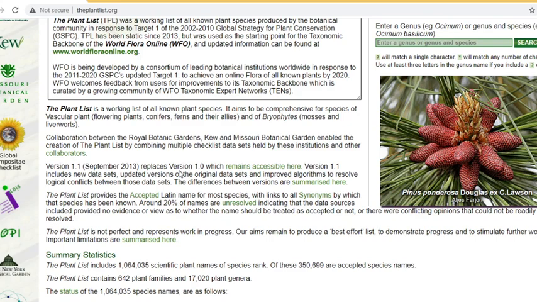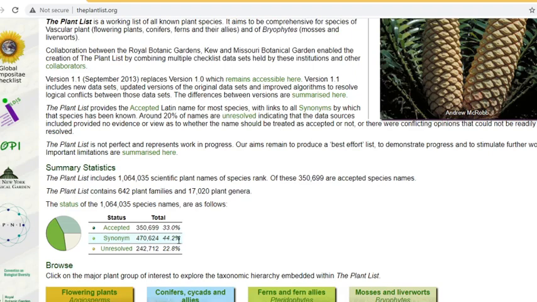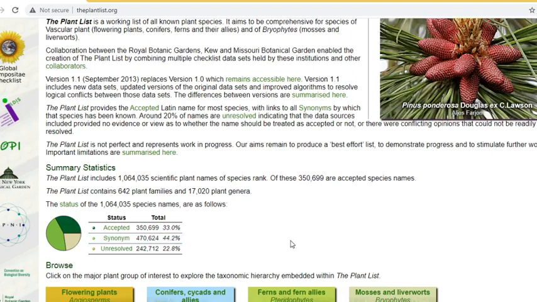Then synonyms are 44%, and there are unresolved names also. They also claim that the plant list is not perfect and it represents a work in progress. Let me tell you, the plant list follows the APG system of classification, Angiosperm Phylogeny Group.